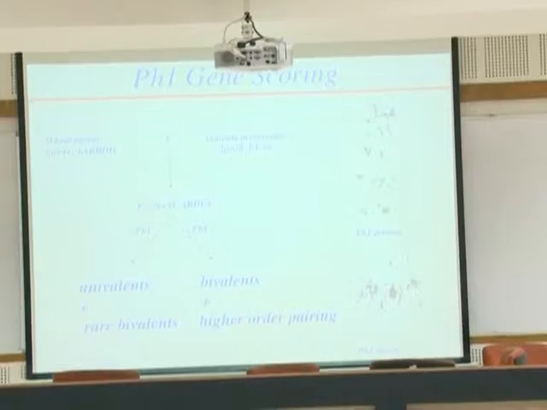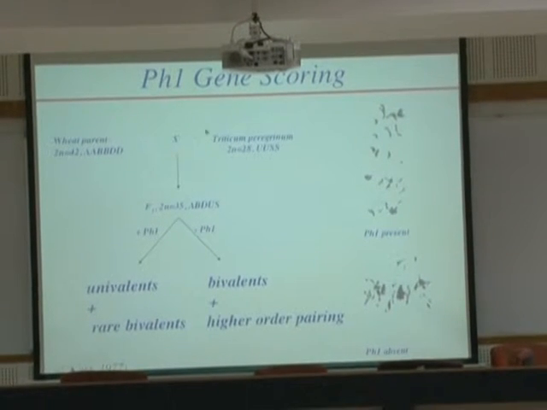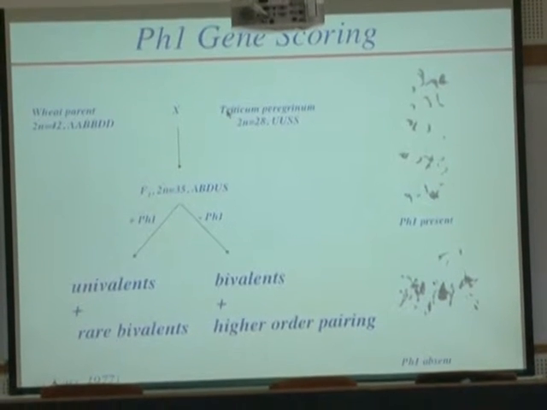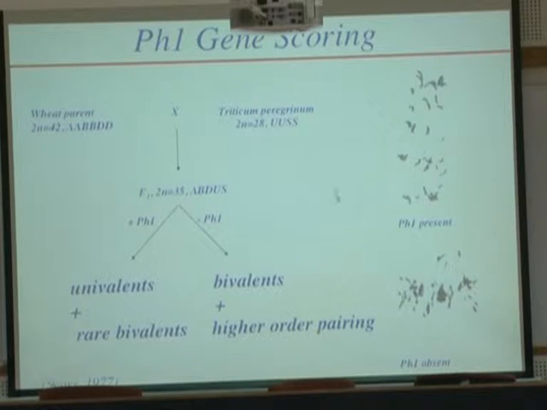So this is normally what that PH gene will do. This is one of the wild relatives, Aegilops peregrina, and this has many useful disease resistance genes that we can transfer to wheat. But if these chromosomes don't pair, you can't transfer anything. But if you remove the PH gene, then they start to pair. So we had a pretty good system to score our phenotype.